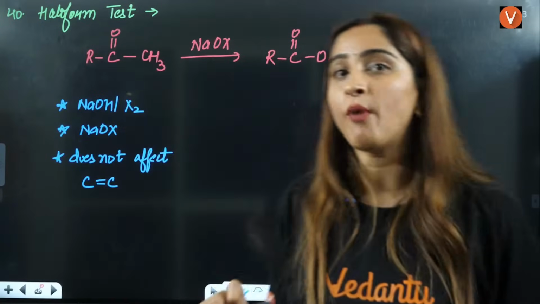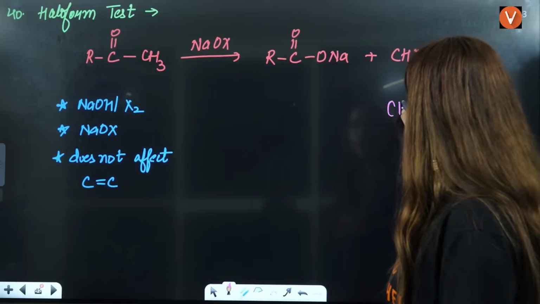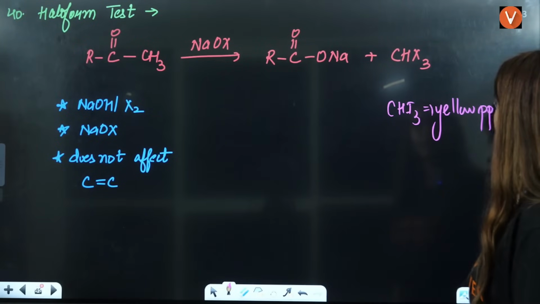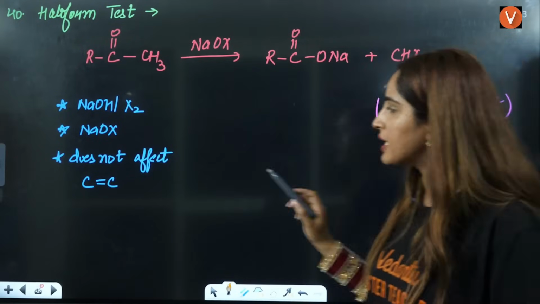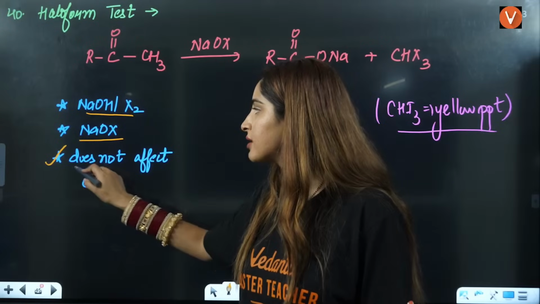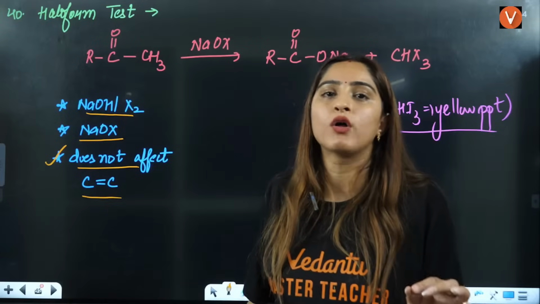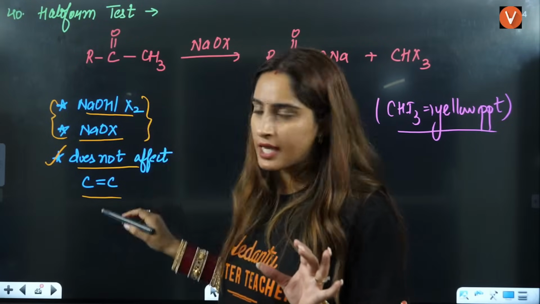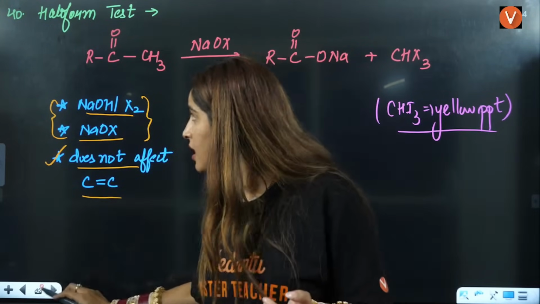Next, we have the haloform, or you can say iodoform test, which is frequently asked. The iodoform test gives CHI3, which has yellow precipitates. Firstly, what are the reagents that can be used here? NaOH and X2, or NaOX. One important point is it does not affect the C=C double bond. If you have a double bond, it will have no effect on the double bond. They can give you this or this, which means the same thing. When you combine these two things, you will get NaOX only.